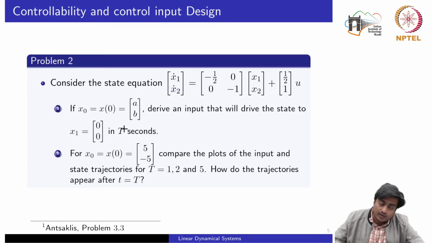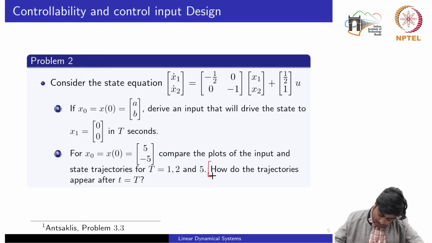Okay, the follow-up part of this. The first part only computes the parameterized solution in terms of a and b. In the second part, a and b are taken as 5 and minus 5, and we do a further analysis by computing how the input and state trajectory would behave if we specify three different values of capital T, that is 1, 2 and 5, and how the trajectories appear.